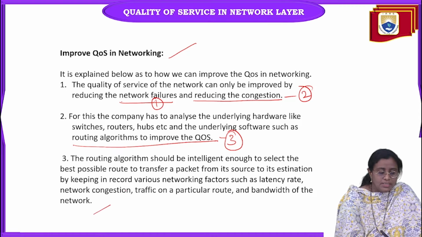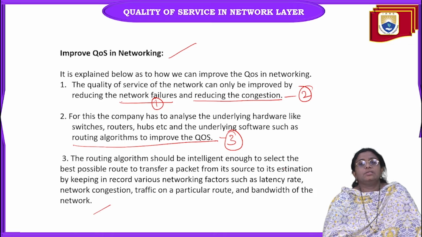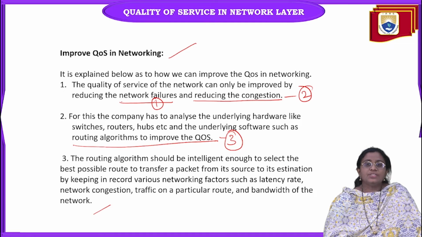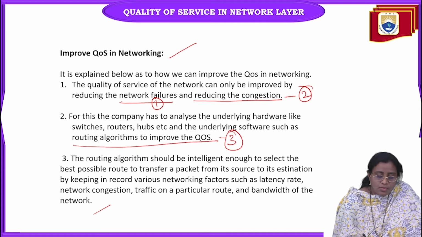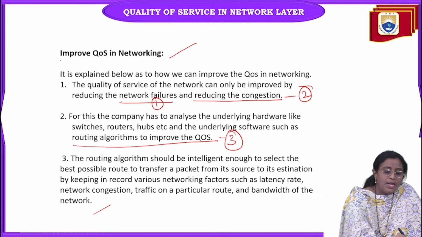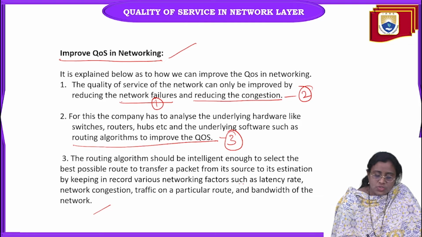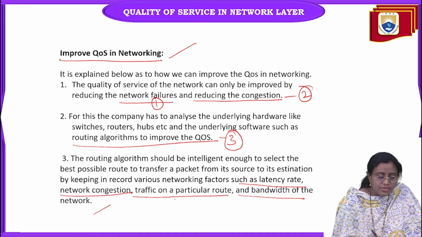The third one is that the routing algorithm should be intelligent enough to select the best possible route to transfer a packet from its source to the destination, keeping a record of various networking factors. What are the networking factors we need to consider to improve the QoS in networking? They are latency rate, network congestion, traffic on a particular route and bandwidth of the network.